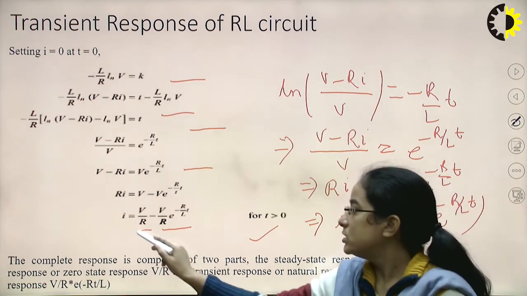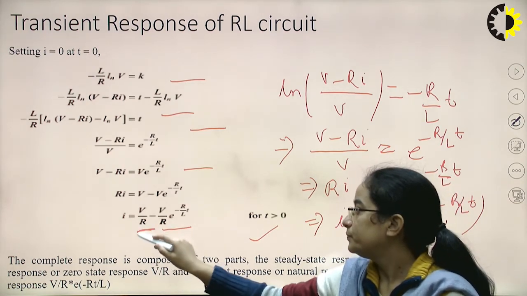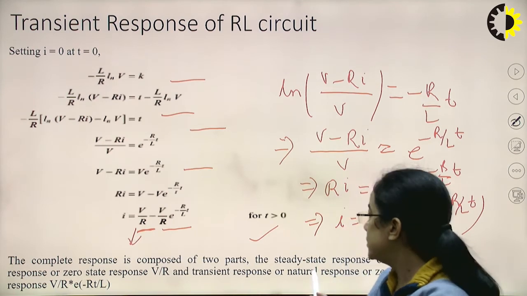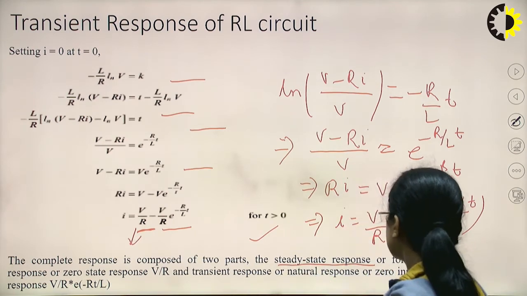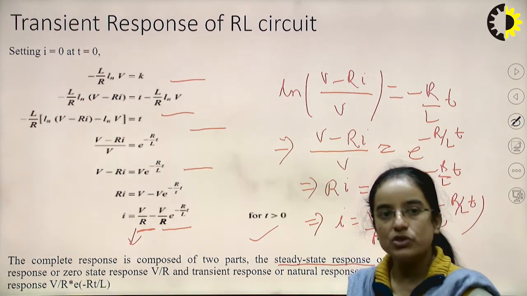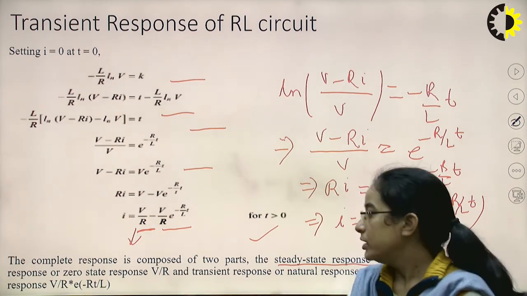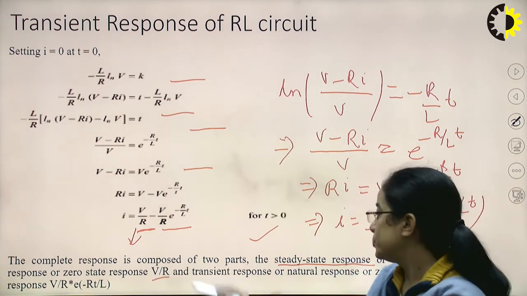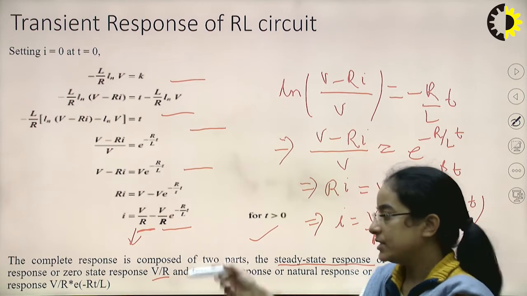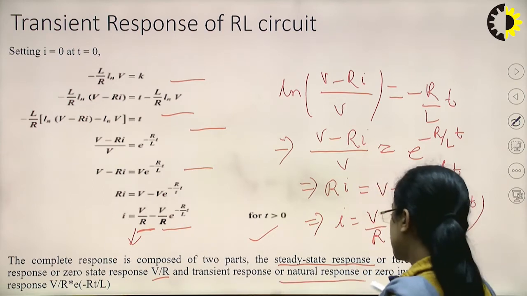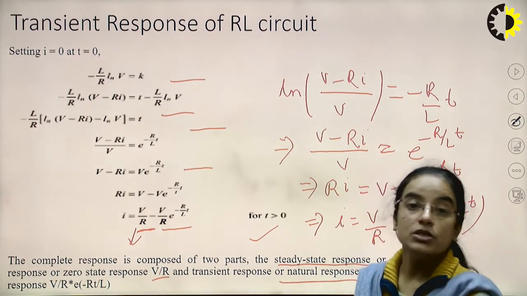So this part is the steady state response. The steady state response or forced response is V by R, and the transient response, that is V by R e to the power minus R by L into T, is the transient response or the natural response or zero input response.